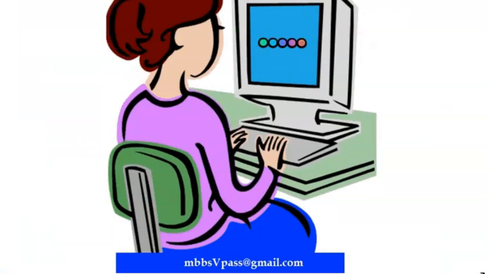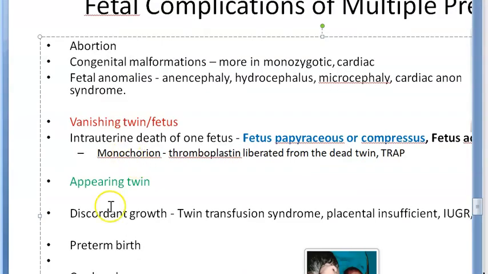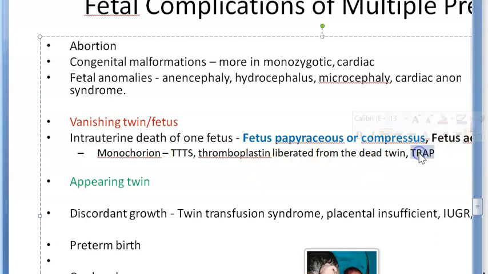Okay, so now let us move on, guys. There is something called twin reversed arterial perfusion. That is also in monochorionic conditions. In monochorionic conditions, what all can be there? Twin-to-twin transfusion syndrome, TTTS, that you have looked at. There can be a dead fetus, we told you, which can cause risk for the other fetus. Now we are looking at this one, TRAP, that is twin reversed arterial perfusion. So here what is happening?